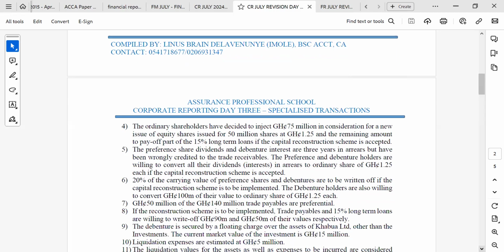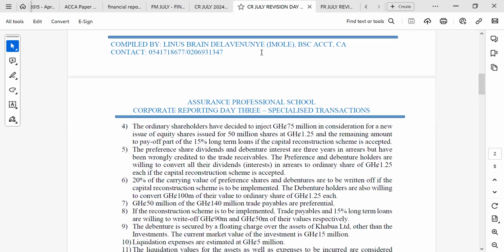Hello, sir. Please, concerning question 4, the second part of note 4: the remaining amount to pay off part of the 15% long-term loan. Why is the 12,500 being the share premium? Because it will be used to pay the loan.